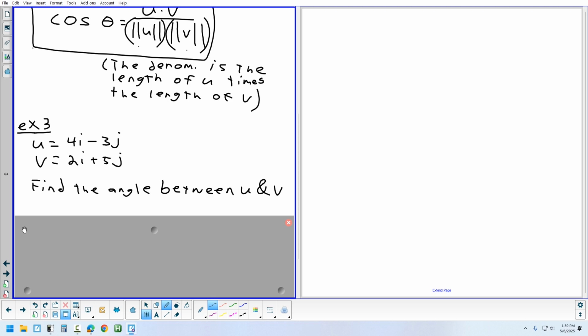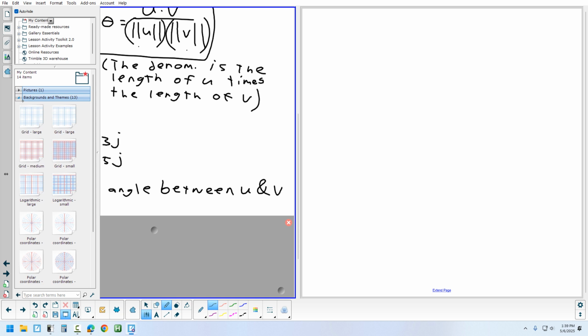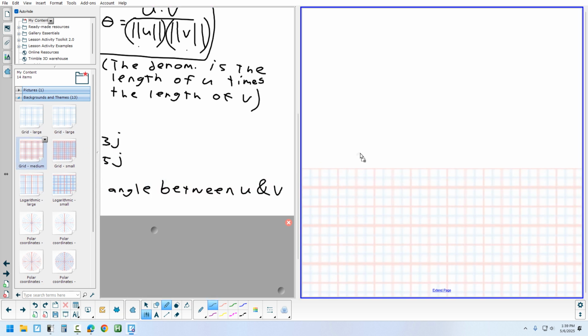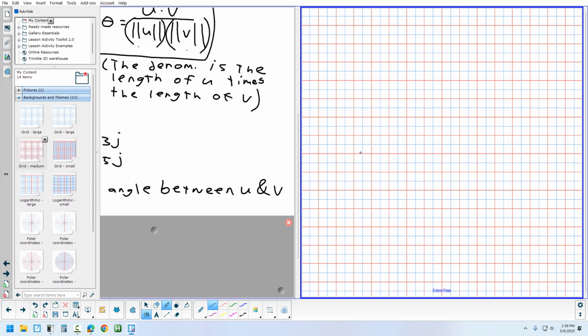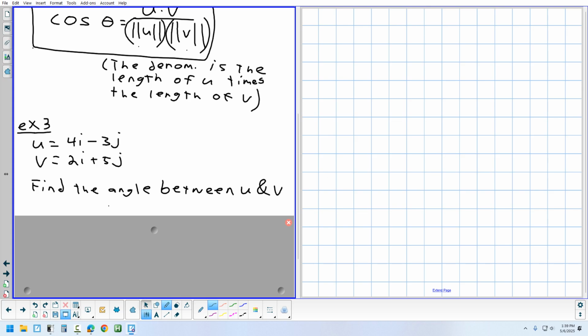So we've got 4i minus 3j and 2i plus 5j. Let's sketch those two vectors first, just to get an estimate of what we think the angle is, then let's find it and see if it comes out to that.